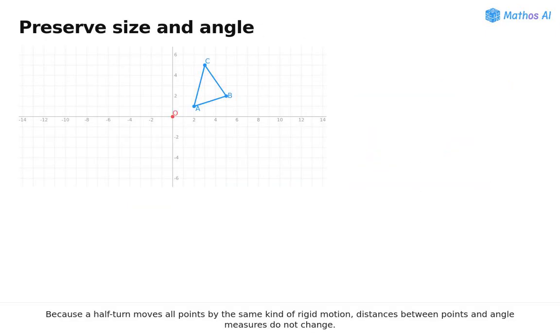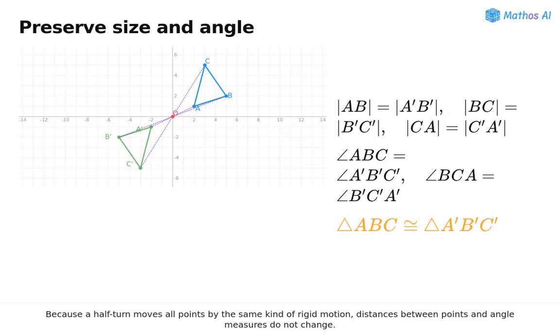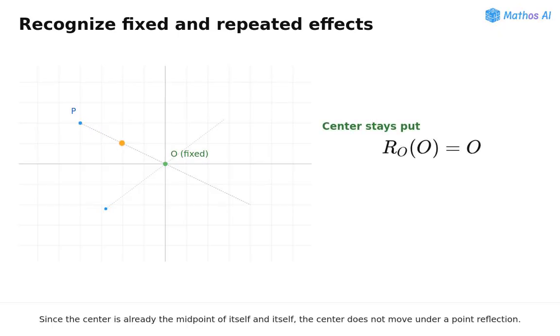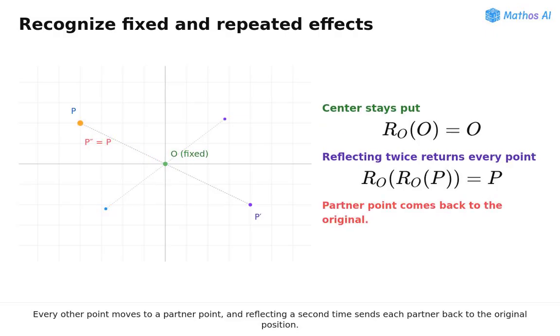Because a half-turn moves all points by the same kind of rigid motion, distances between points and angle measures do not change. The reflected shape is congruent to the original shape. Since the center is already the midpoint of itself, the center does not move under a point reflection. Every other point moves to a partner point, and reflecting a second time sends each partner back to the original position.